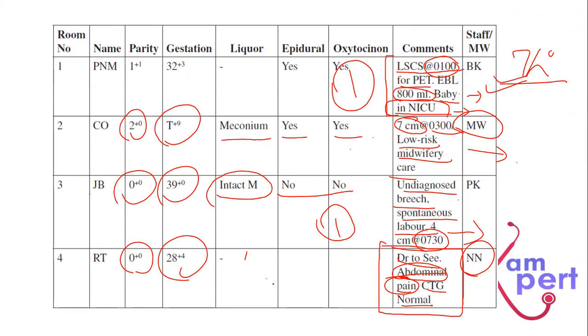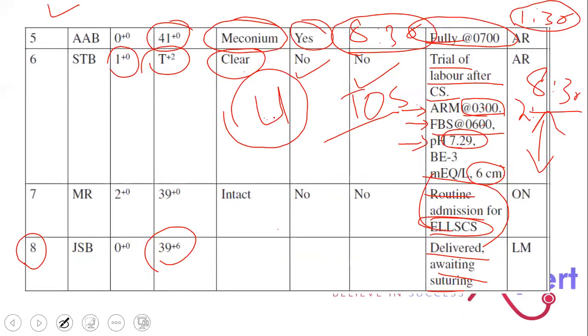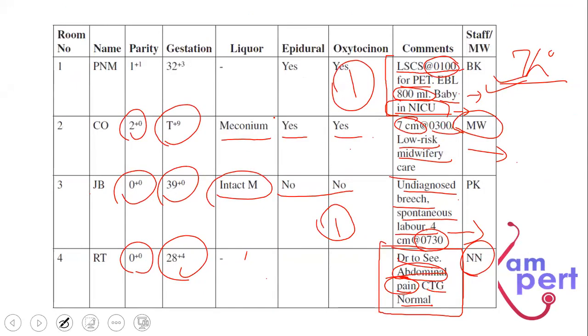If time allows, in the end, you can add it while you are prioritizing your cases. So according to this, what is the priority? Number one, the trial of scar woman, isn't it? Yes. And what is the next priority, sweetheart? Meconium. Undiagnosed breech. Okay, and she's at 4 cm and undiagnosed breech. So after dealing with that, you will go to this.